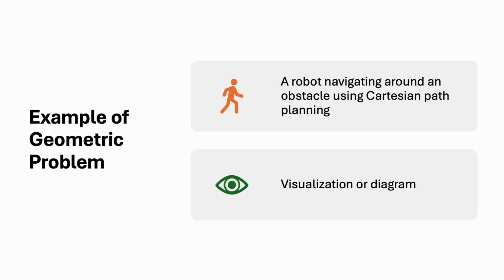A robot navigating around obstacles using Cartesian path planning is one example of a geometric problem. Visualization of a diagram in 3D space, when a robot is trying to figure out where it is heading, can be another example that you can think of.